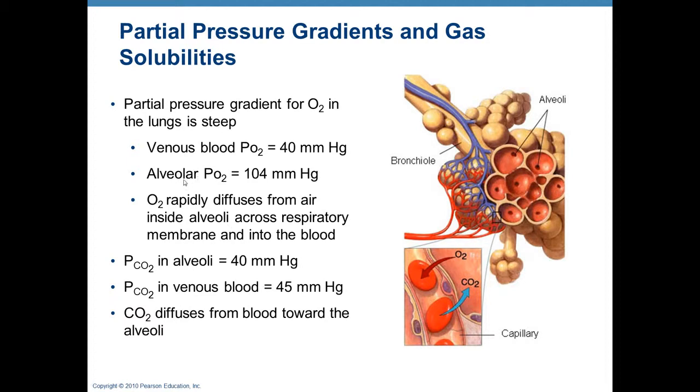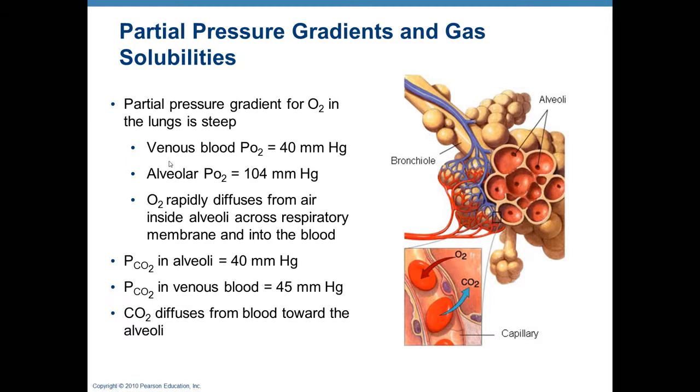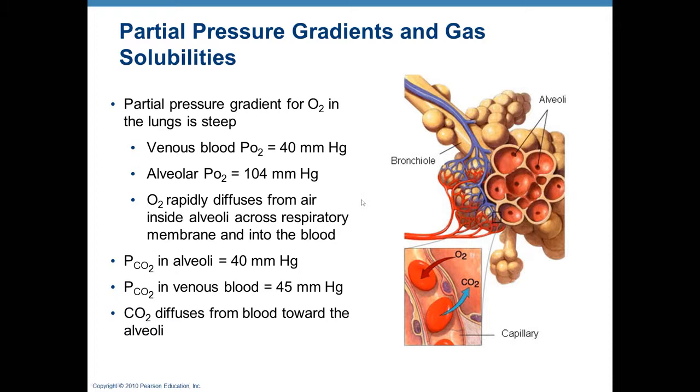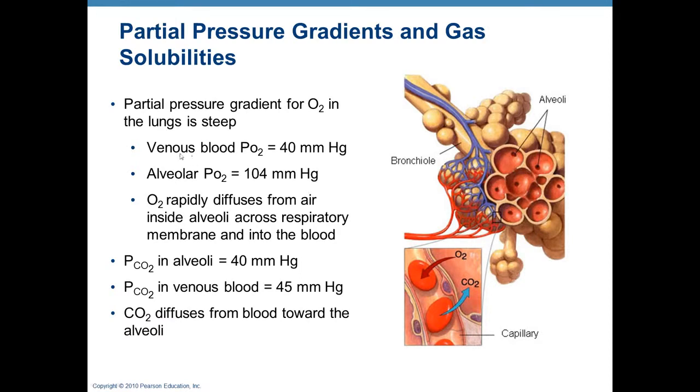All right, so if you compare, the air in the alveoli has a partial pressure of oxygen gas of 104 millimeters of mercury. The venous blood is 40 millimeters of mercury. I just realized that really should be arterial blood, because it's the pulmonary arteries that are bringing in that deoxygenated blood. I got this from the textbook, but technically it should be arterial blood. So just keep that in mind.